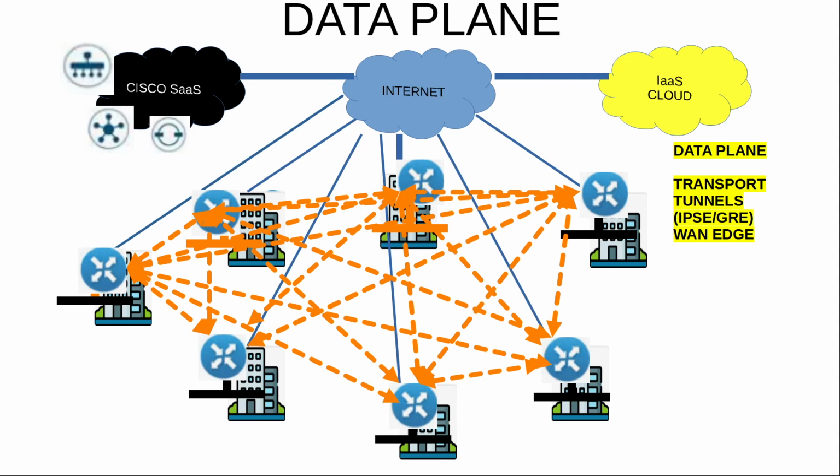Remember that for Cisco, the data plane for the Cisco Catalyst SD-WAN solution is made of the transport, the tunnels, and the WAN edges. Remember, the data plane is made of the transport, the tunnels, and the WAN edges. That's it.